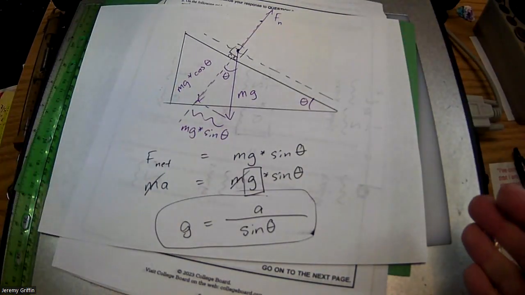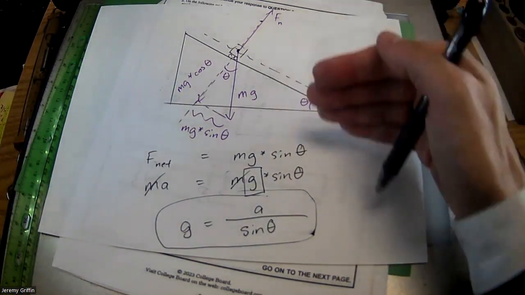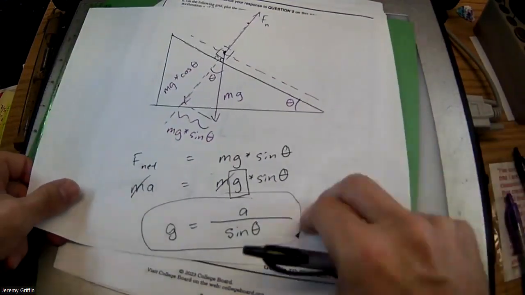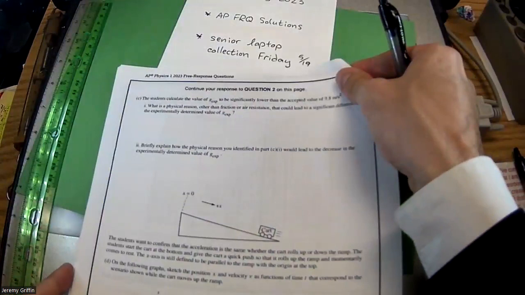Guys, this was worth 12 points. If you didn't get all the way there, but you got some of these steps, you probably picked up some points along the way. But if you got all the way there, then I bet you got all those points. Unless there's more. There is more to this.